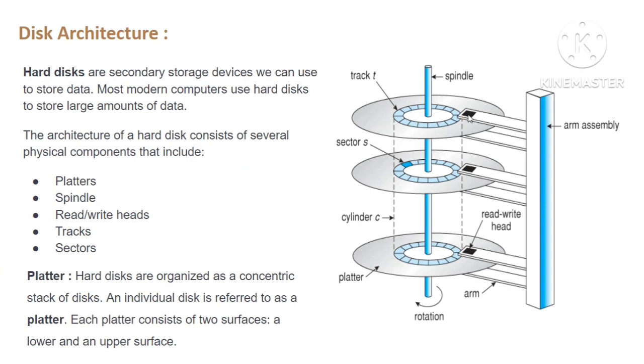For example, this black dot is known as the read write head, and this is known as the ARM. So this is known as the ARM assembly. ARM assembly consists of read write heads for each platter. Okay, so it is known as the read write head.